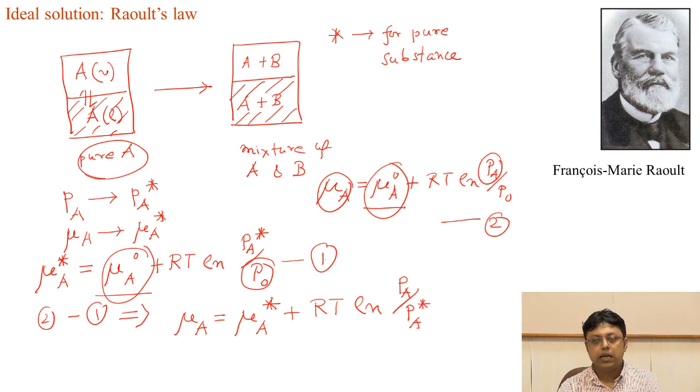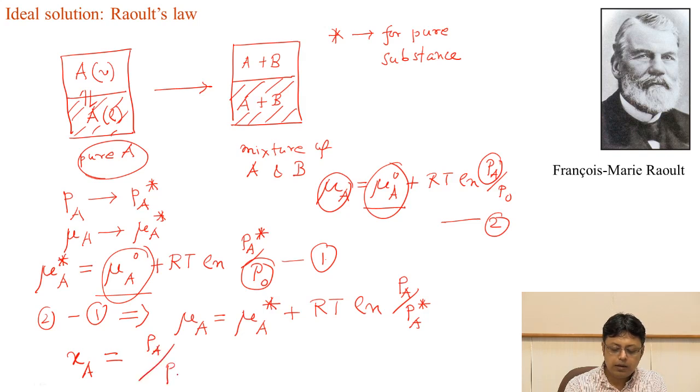Now what is PA? PA is the partial pressure of component A in the mixture. Since it is a partial pressure, obviously it corresponds to a mixture. And what is PA star? PA star is the vapor pressure of the same component when it is taken in pure form. Now the mole fraction should be equal to PA by the total pressure, which is PA plus PB.